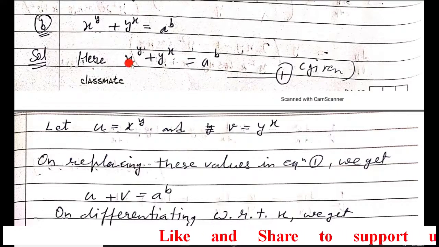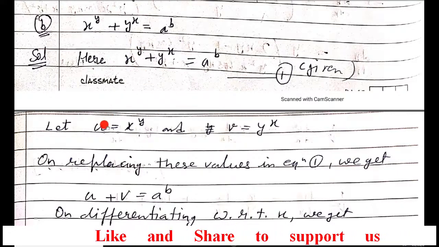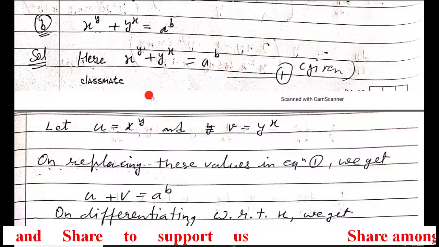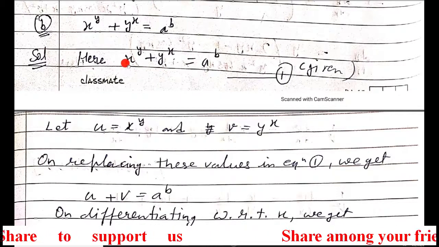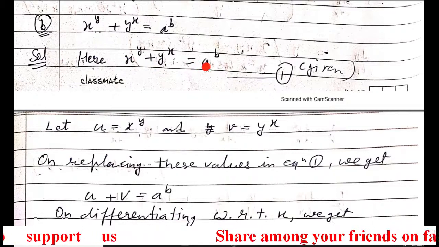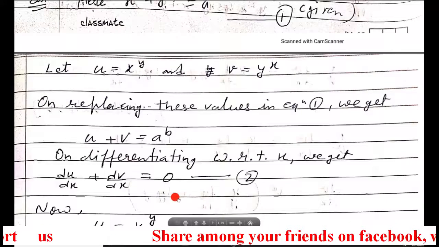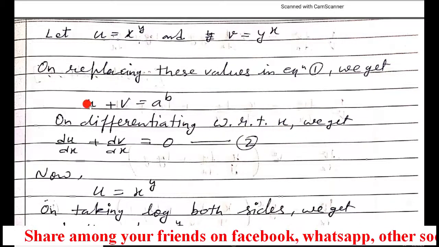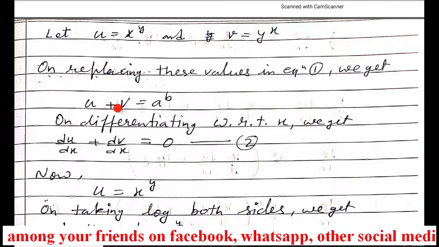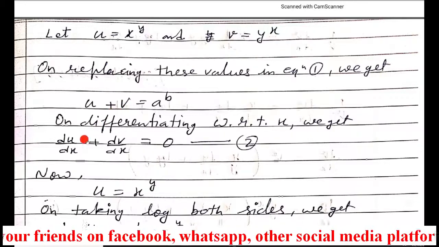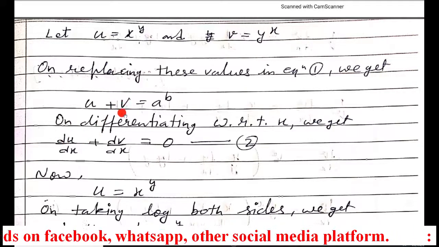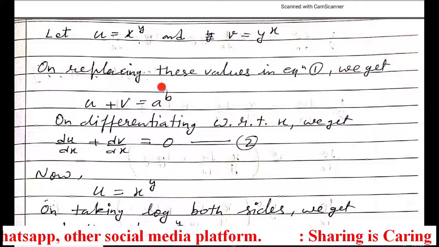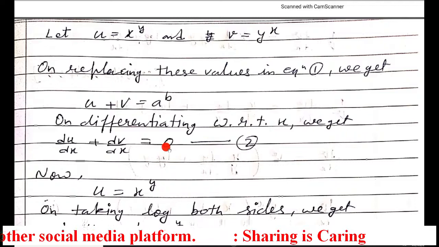First we will assume x to the power y as u and y to the power x as v. So we will make these replacements here. We obtain the equation u plus v equal to a to the power b. Now differentiate it with respect to x. This u and v are in terms of x and y, so they are not constants. When you differentiate, you will get du over dx plus dv over dx, and since a and b are constants for us, the differentiation of a to the power b is 0.